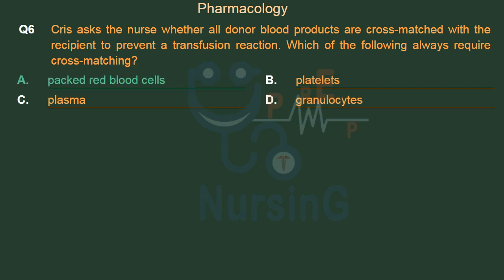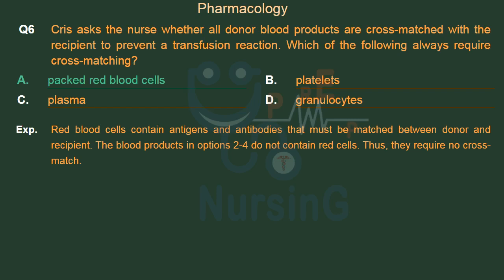Packed red blood cells. Red blood cells contain antigens and antibodies that must be matched between donor and recipient. The blood products in options 2 to 4 do not contain red cells. Thus, they require no cross-match.